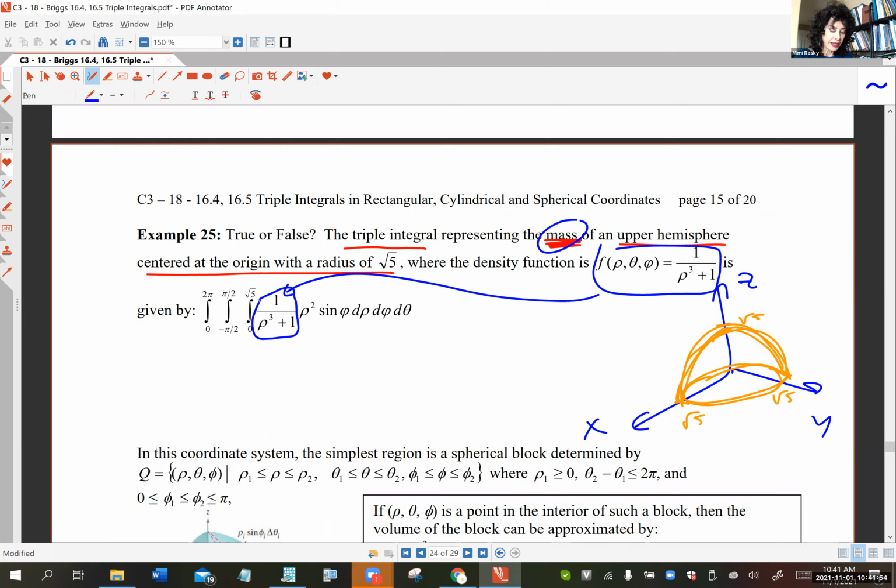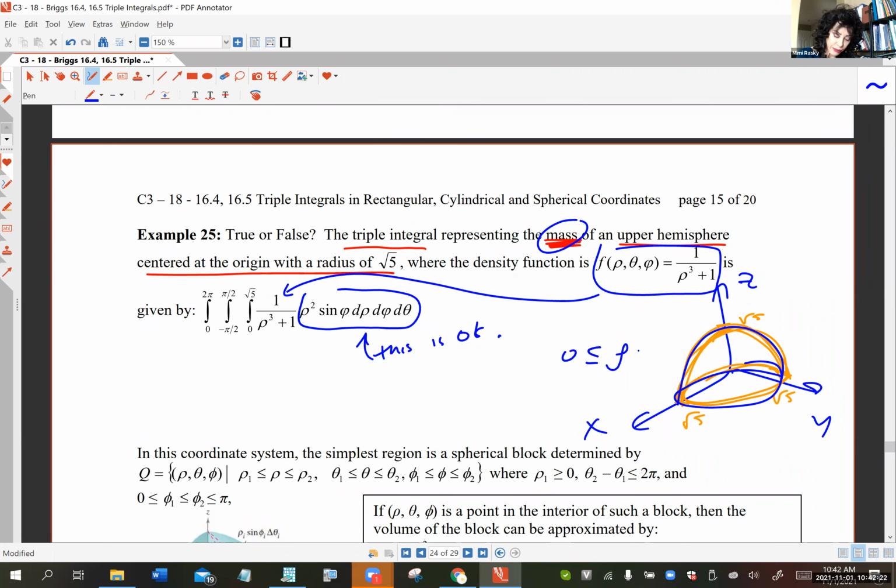Okay, and what else? Well, this right here is correct. This is okay, because that is the correct volume element for spherical: rho squared sine phi d rho d phi d theta. That's good. So is there something up with the limits? Let's check. For this upper hemisphere, you do have rho going from 0 to square root of 5. So for the innermost integral, the limits are good.